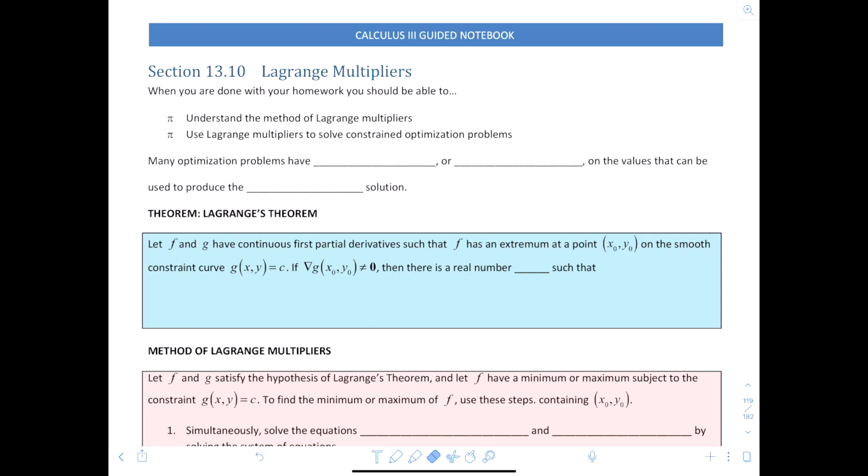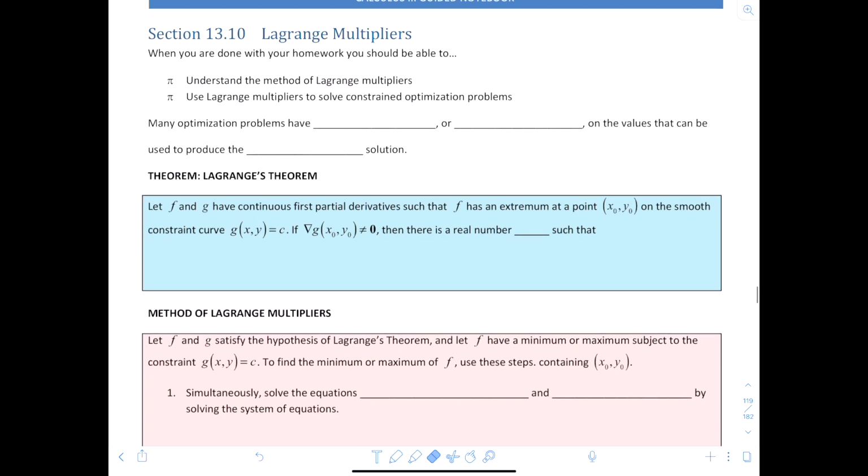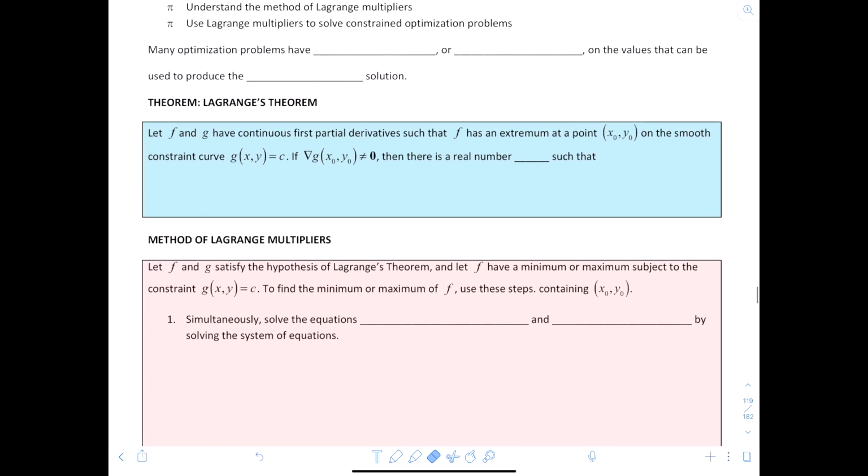So basically, the plan is we want to understand the method of Lagrange multipliers and then use these multipliers to solve constrained optimization problems. It turns out that many optimization problems have restrictions or constraints on the values that can be used to produce the optimal solution.